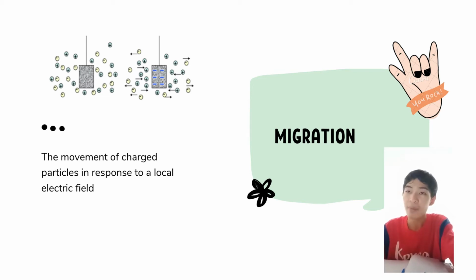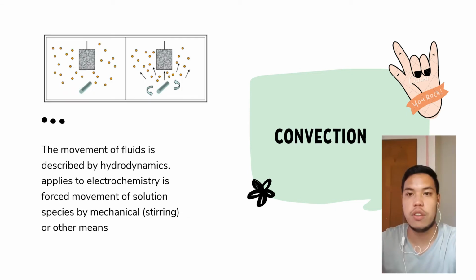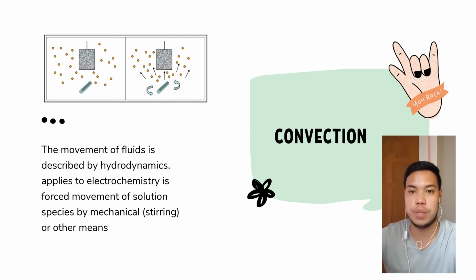A change in the applied potential to a solid electrode in a solution containing ions affects charge migration for increasing negative charge at the electrode surface. Convection. The movement of fluids is described by hydrodynamics. As applied to electrochemistry, it is the forced movement of solution species by mechanical or other means.